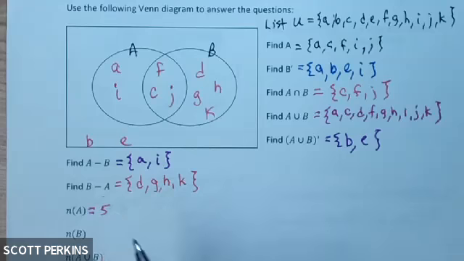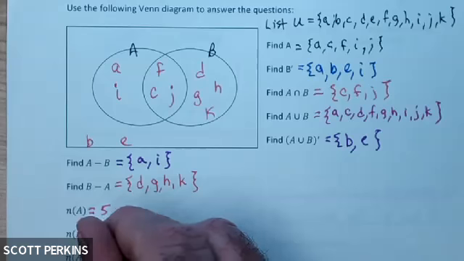Okay, this is not a set, by the way. So if you wrote squigglies around that, that's technically wrong. It's bad notation. It's just the value 5. It's a number. How about n(B)? What is that? Yep. Spot on.